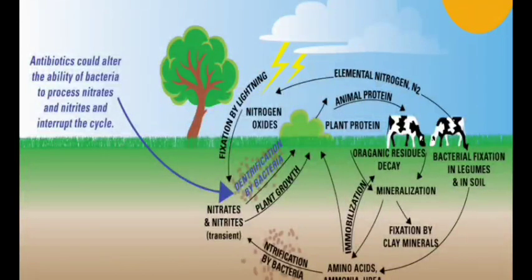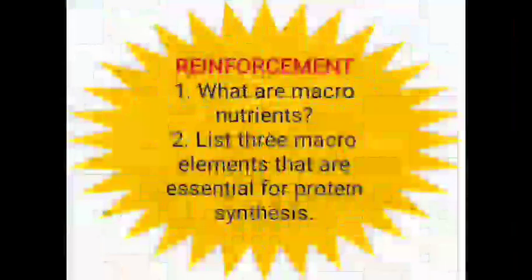Remember, plants require mineral nutrients or elements for good growth and healthy development, and the main source of mineral salt is the soil, and the atmosphere is the main source of gaseous elements. And remember, plant nutrients or elements are grouped into classes: the macronutrients and the micronutrients.